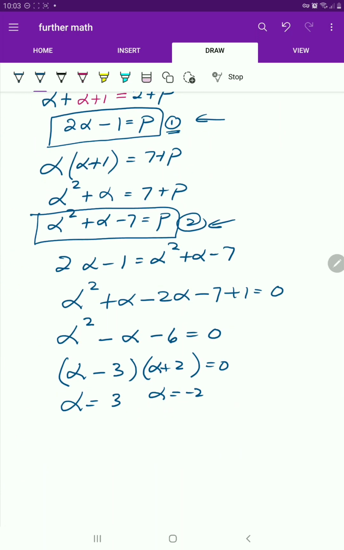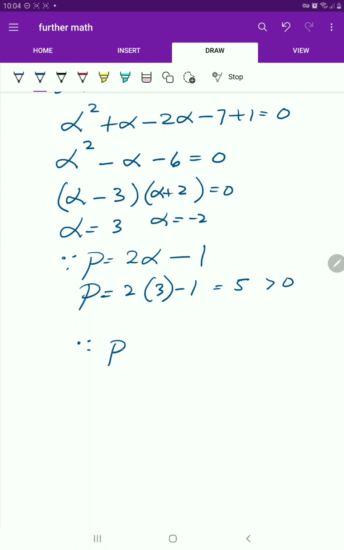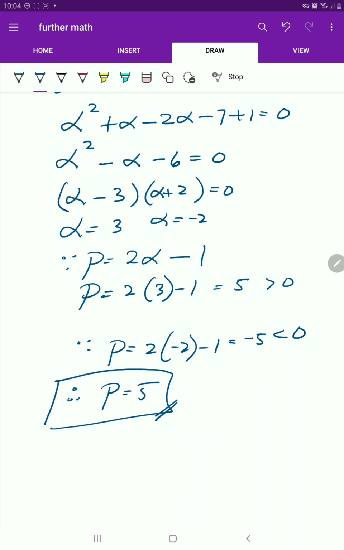So from equation number 1, the p is 2 alpha minus 1. So the p now is equal to 2 times 3 minus 1, which will give you 5, which is greater than 0, right? Well, if alpha is negative 2, therefore we have p is equal to 2 times negative 2 minus 1, which will give you negative 5, which is less than 0. Therefore, the p that we are looking for is 5, because this one satisfies the condition.